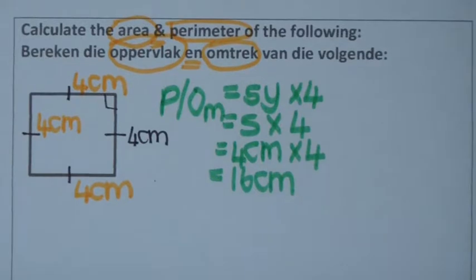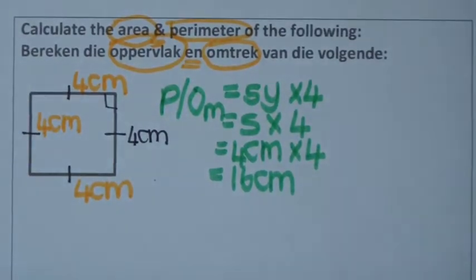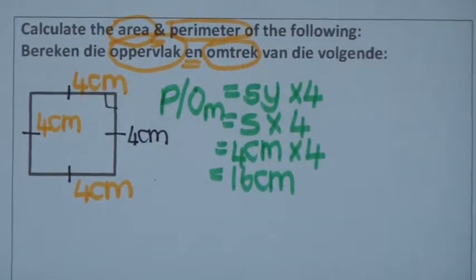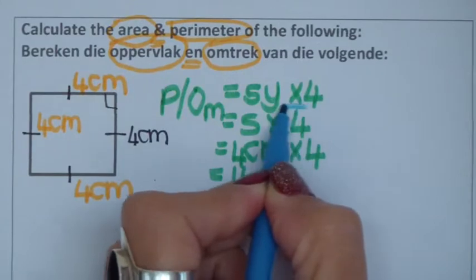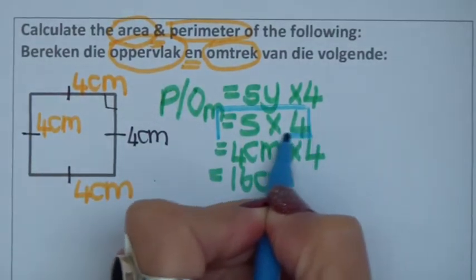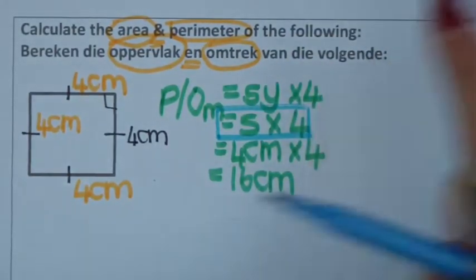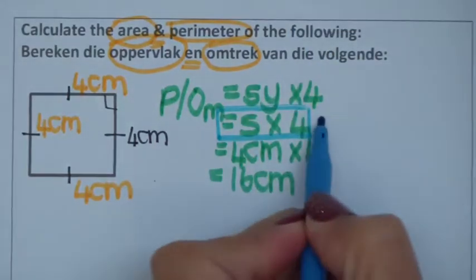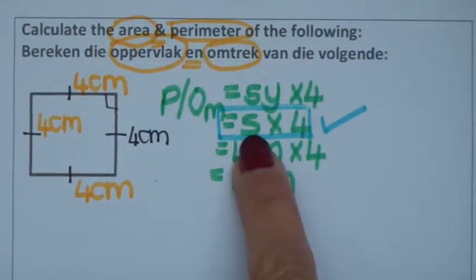Now guys, it's super important that you remember here, whenever you work out the perimeter or the area, you have to always remember to write the formula first. You get a mark for this formula. Perimeter equals S times 4.